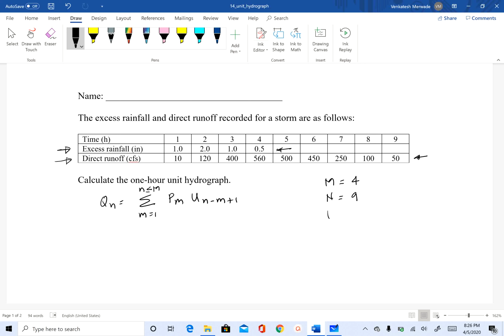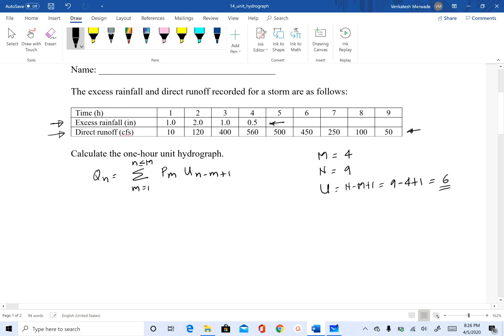So the unit hydrograph will have N minus M plus 1 ordinates. In this case it is 9 minus 4 plus 1, equal to 6. So we have 6 ordinates in our unit hydrograph, which means you need to find out U1, U2, U3 up to U6. That will be our unit hydrograph once we have a value for each of U1, U2, U3, U4, U5 and U6. Now let's see how we can use this equation.